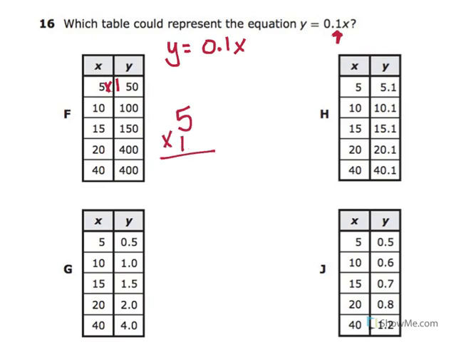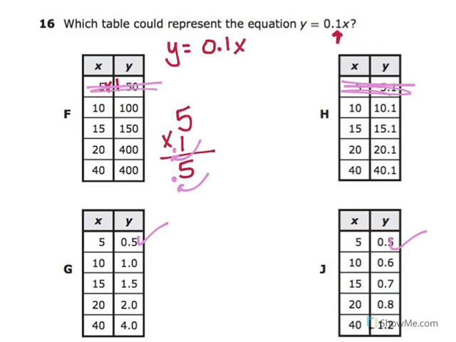So if I start with 5 times 1/10, well, when you're multiplying by decimals, you don't have to line them up. 5 times 1 is 5, but there's really a decimal point right there. So that's one place. So there's going to be one decimal place. That means if my x is 5, my y should be 5/10. So that one's correct and that one's correct. This is not and this is not.